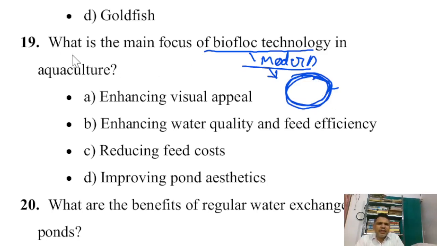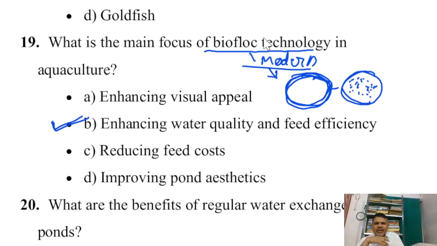So what is the question asking? In this question: what is the main focus of bioflok technology in aquaculture? It is enhancing water quality and feed efficiency. What was the main problem before bioflok technology? If we stocked our fishes in a very short space, there would be overcrowding and the excretory substances would accumulate in the water. So we had to regularly change this water.